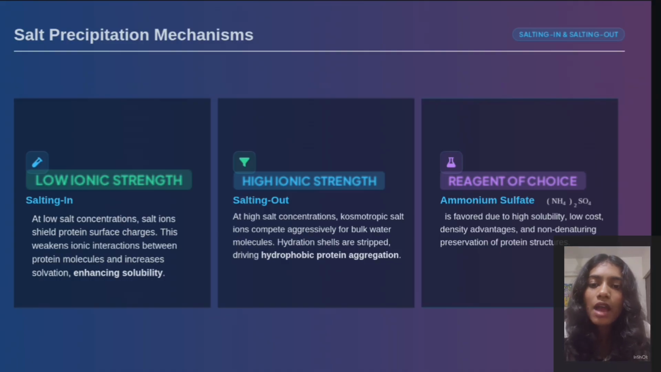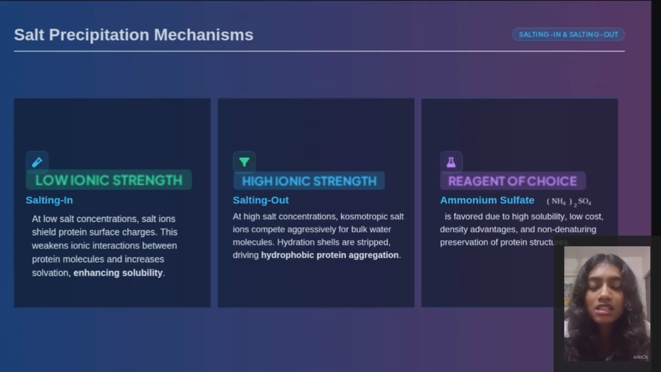But as we keep adding salt, we transition into salting out at high salt concentration. Osmotropic salt ions compete aggressively for free bulk water molecules. They hog the water, stripping the hydration shells right off our target proteins. Driven by hydrophobic interactions, the proteins aggregate.